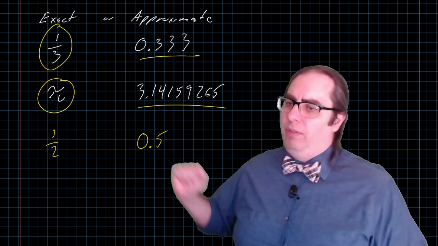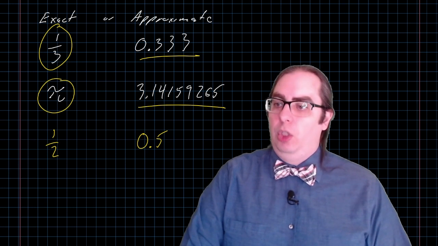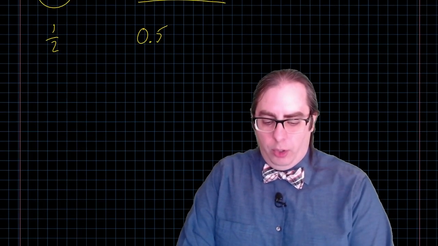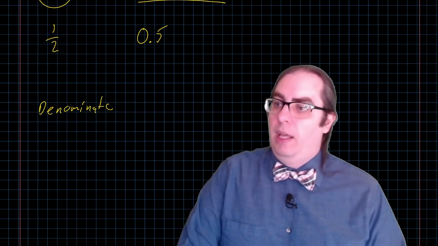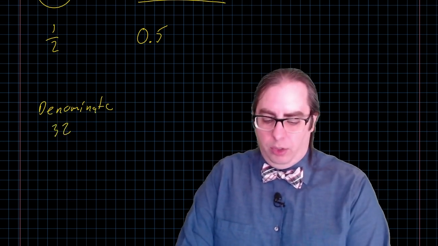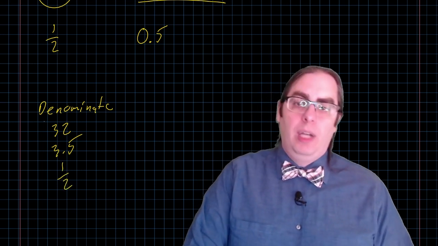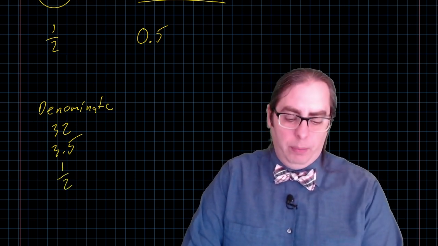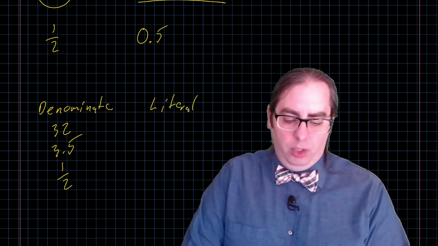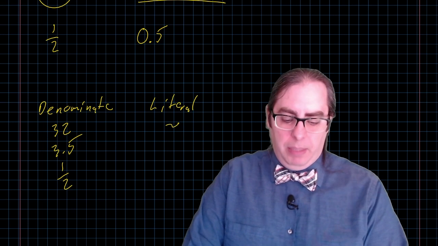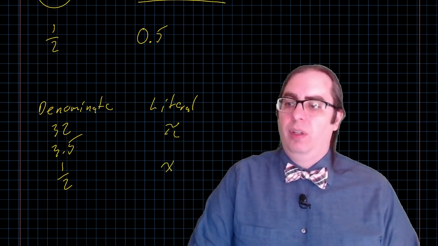Looking at that, that also gives us another way of classifying numbers. Some numbers are actually written using numerals. We're going to call those denominate numbers. That includes things like 32, 3.5, and 1/2. We also had some symbols that were written using variables. We're going to call those literal numbers. That includes things like pi. That also includes variables like x.